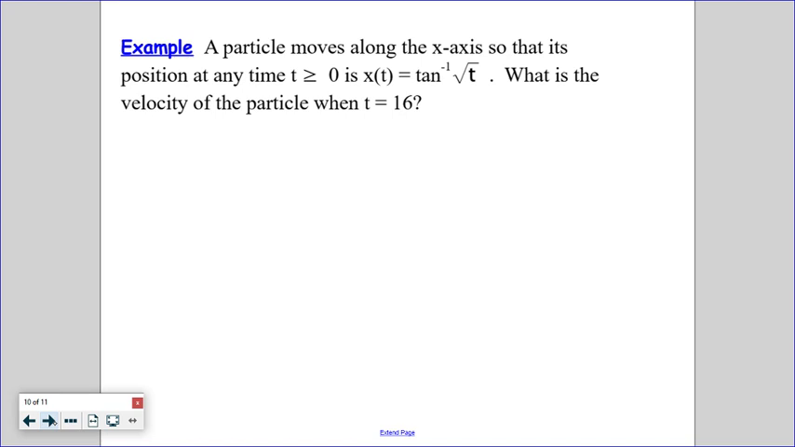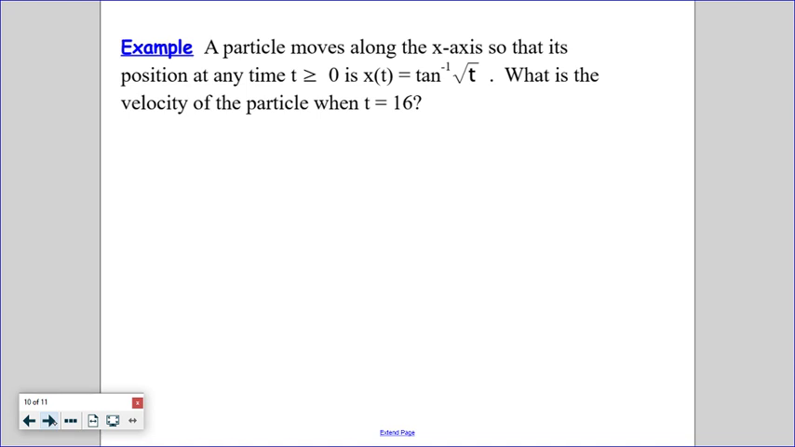Gives us a position function of x of t equals inverse tangent of square root of t. What is the velocity of the particle when time equals 16? So that last part is the question. I can read that in different words. Instead of saying what is the velocity of the particle, I can read it as find the derivative and evaluate at 16. Right? Isn't that the difference from going from position to velocity is just the first derivative? So that's what it's asking us to do. What is the derivative of the particle at 16? So that's exactly what we're going to look at.